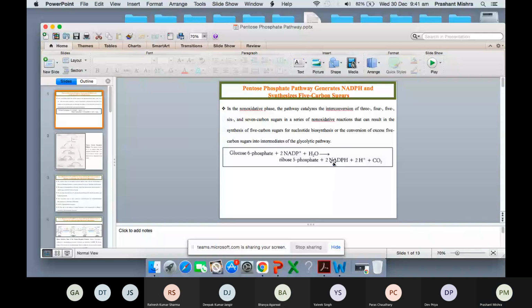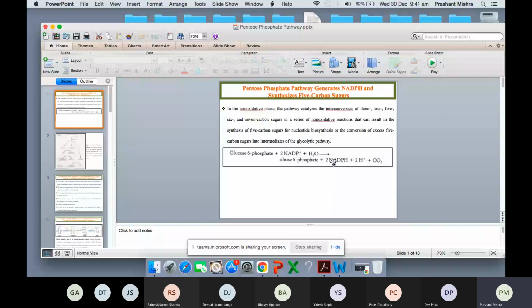So your 6 carbon is converting to 5 carbon, and this NADP plus, which is present in the system, is being reduced in the oxidative phase, which is going to generate NADPH. Then in the non-oxidative phase, it will convert phosphorylated sugars. So you will have fructose 6-phosphate converting into xylulose 5-phosphate, fructose 6-phosphate, sedoheptulose. All these reactions shown below come under the non-oxidative pathway.